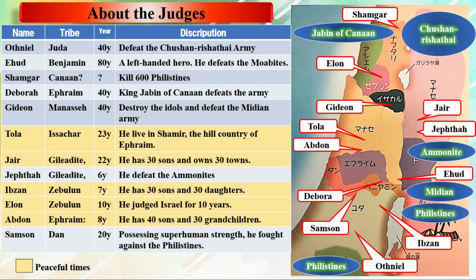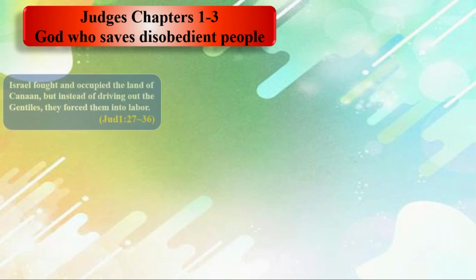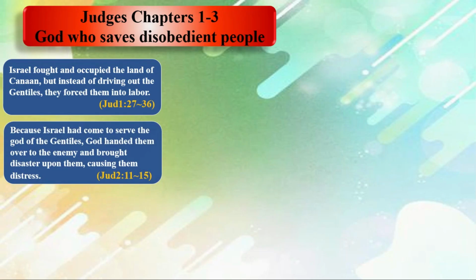Now, let's look at each chapter. Judges chapters 1 to 3: God who saves disobedient people. Israel fought and occupied the land of Canaan, but instead of driving out the Gentiles, they forced them into labor. Because Israel had come to serve the gods of the Gentiles, God handed them over to the enemy and brought disaster upon them, causing them distress.